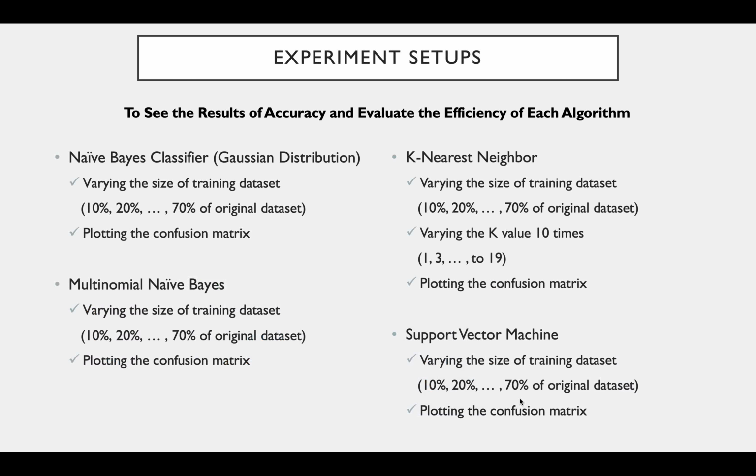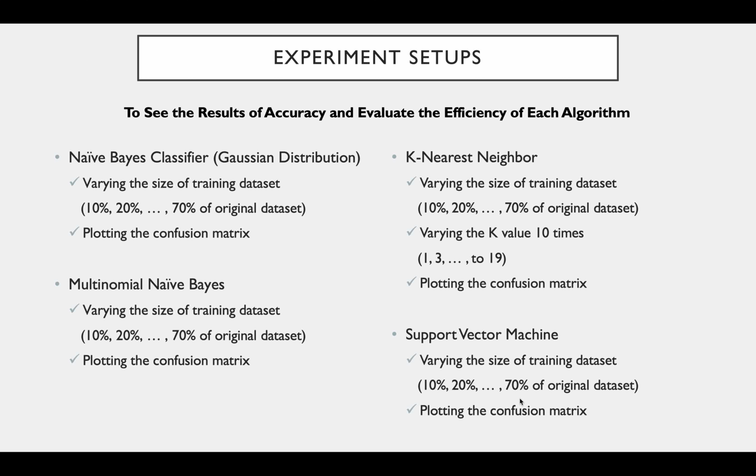So next, I'm going to talk about my experiment setup. I set these four experiments in order to see the results of accuracy and evaluate the efficiency of each algorithm. For naive Bayes classifier with Gaussian distribution, I vary the size of training data sets from 10% to 70% and then plot the confusion matrix to check. And for multinomial naive Bayes, I also vary the size of training data sets from 10% to 70% and then plot the confusion matrix.